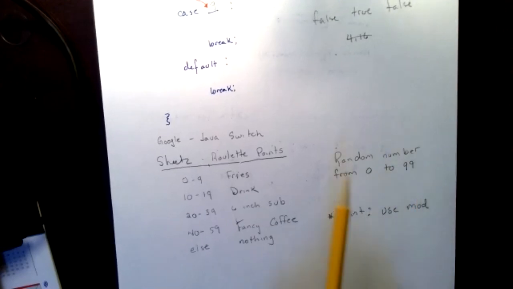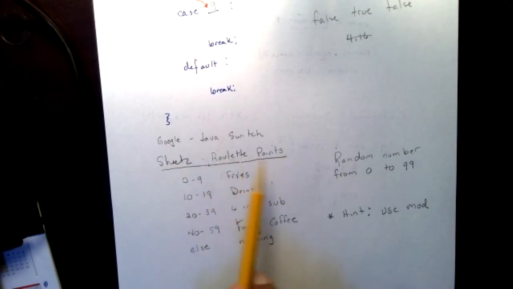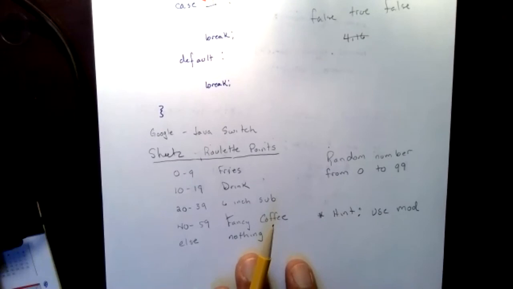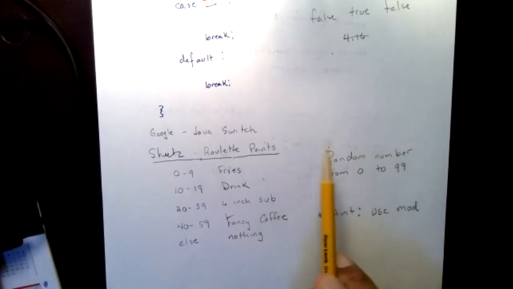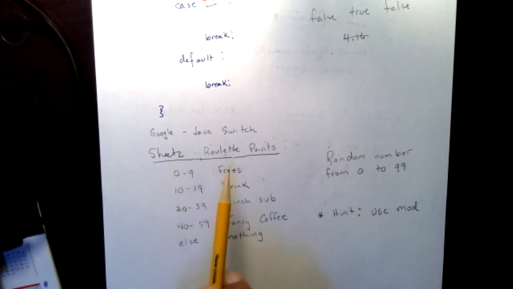So now what I want you to do is write a program called roulette points or something. So here's what's happening. When you go to the register at Sheets and they hit a button, you're going to get a random number from 0 to 99. Now, if you get the numbers 0 through 9, you get a free French fry. If you get a number between 10 and 19, you get a free drink. 20 and 39, you get a free 6-inch sub. 40 to 59, you get a fancy coffee. Otherwise, numbers 60 to 100, you don't win anything.